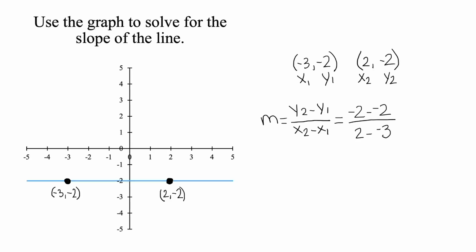Last, solve for the slope. -2 subtract -2 equals 0. 2 subtract -3 equals 5. 0 divided by 5 equals 0. The slope of this line equals 0.